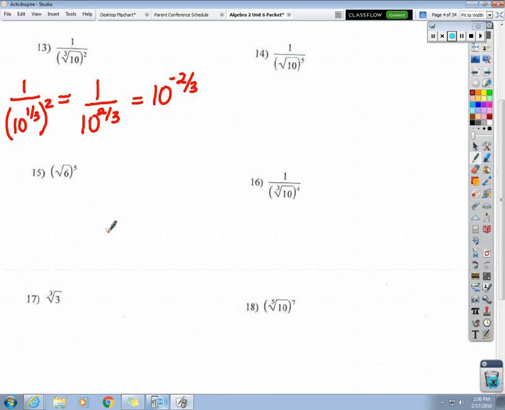Okay, everybody understand? Okay, so you're responsible for all of page 1 and all of page 2. It shouldn't take you that long.